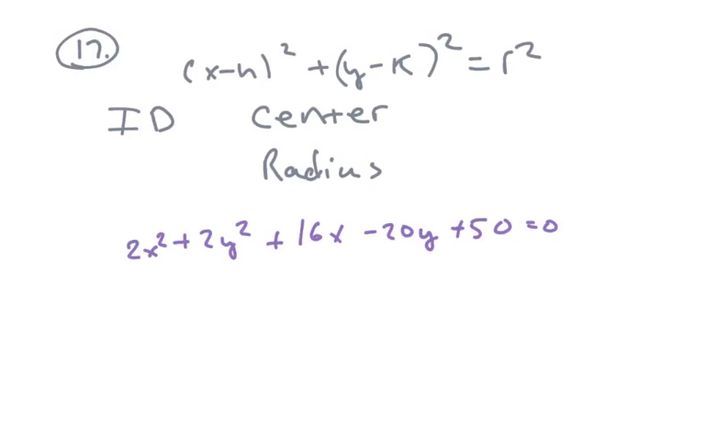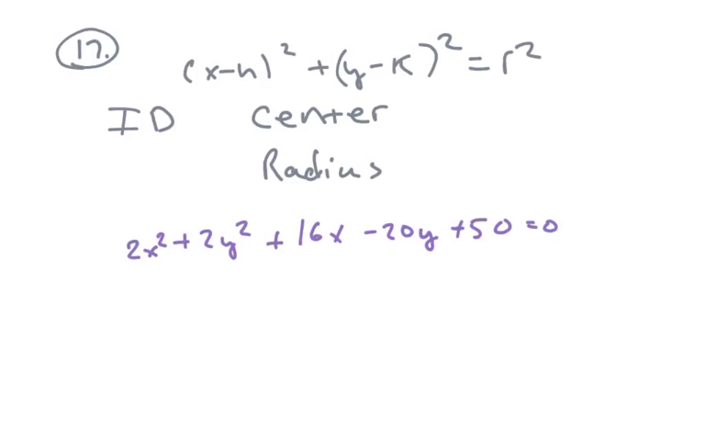Okay, let's look at this question here. Given the equation of a circle is (x minus h) squared plus (y minus k) squared equals r squared, we were asked to identify the center and the radius. So this, in a nutshell, is asking you simply to complete the square.